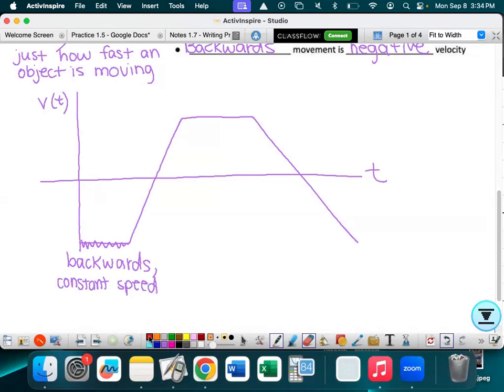My next section, I think I'll highlight that in red. In this section, I am still moving backwards because my velocities are negative. However, my velocity here might be like -5. This might be like -2, -1, 0. So my velocities are growing closer to 0. That tells me that my particle or my object is slowing down.